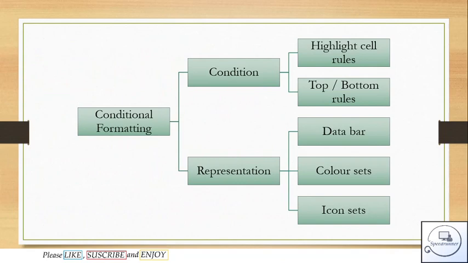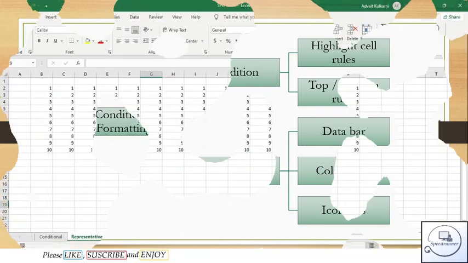Under conditional formatting, we have conditions like highlight cell rules and top bottom rules. And next to that, we have representation: data bars, color scales, and icon sets. Let us study representation first, as it is one of the simpler conditional formats.